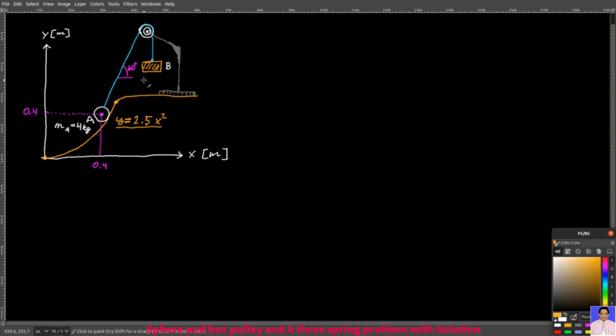And so what we need to do is find the mass of the box, and we also need to find the normal force that the surface exerts on the sphere. Now, before I let you do this problem, a couple of words about pulleys.